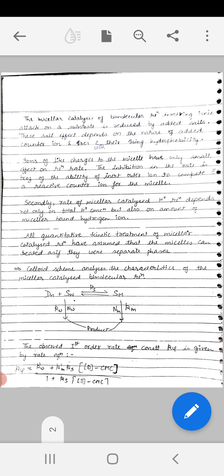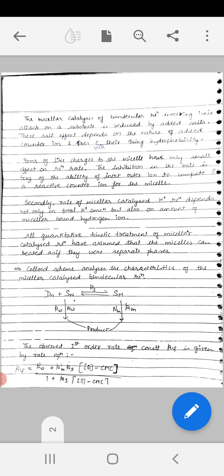All quantitative kinetic treatments of micellar catalyzed reactions have assumed that the micelle can be treated as a separate phase. The colloidal scheme analyzes the characteristics of micellar catalyzed bimolecular reactions like this. Dn plus Sw with rate constant Ks is converted into Sm. This Sm, with rate constant Km and in presence of Nm, gives products. Similarly, Dn plus Sw with rate constant Kw and Nw also gives products.